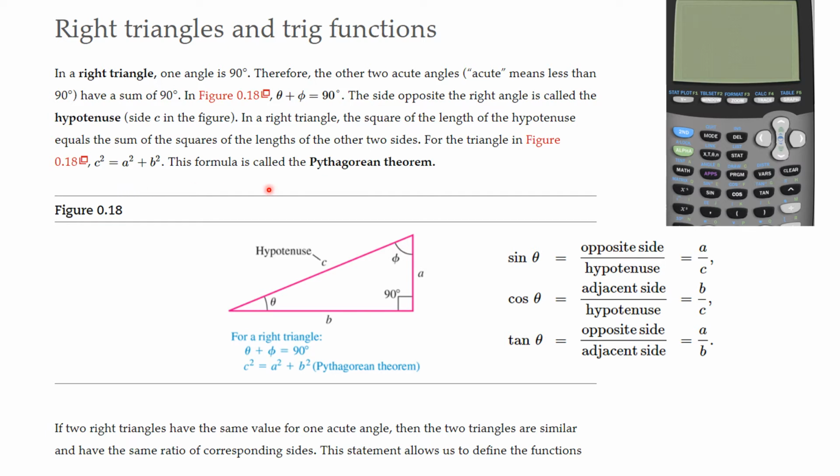You also will need to be thinking about trigonometric functions, and we're only going to be worrying about the sine of theta, the cosine of theta, and the tangent of theta. If this is the angle theta, then the sine is the opposite side over the hypotenuse, or A over C. The cosine of theta is the adjacent side over the hypotenuse, that is B over C, and the tangent of theta is the opposite side over the adjacent, which is A over B.